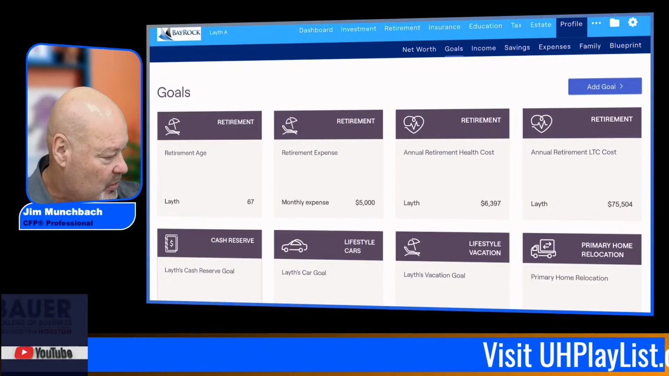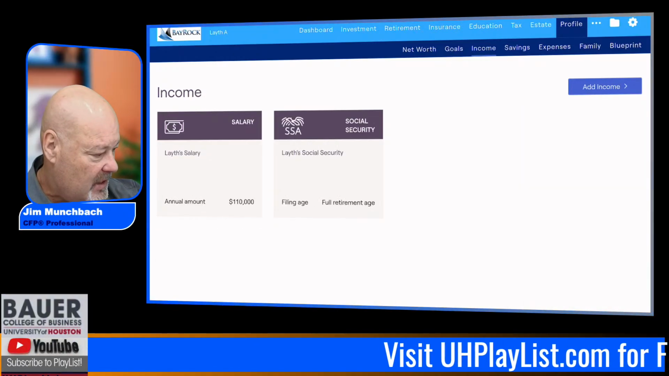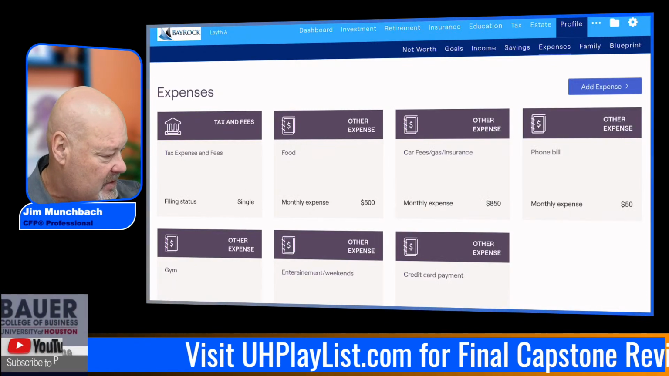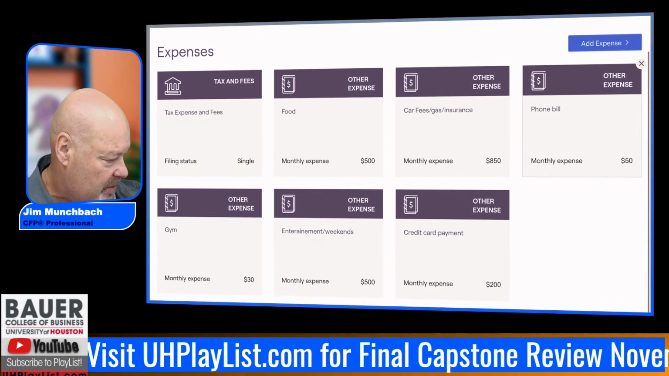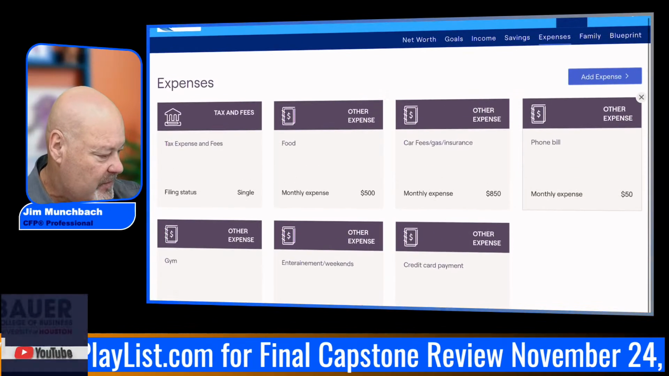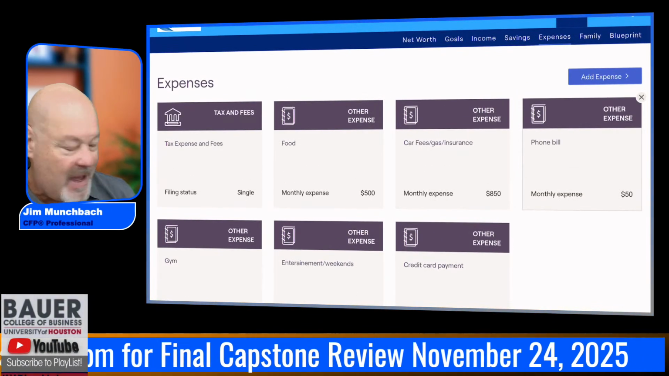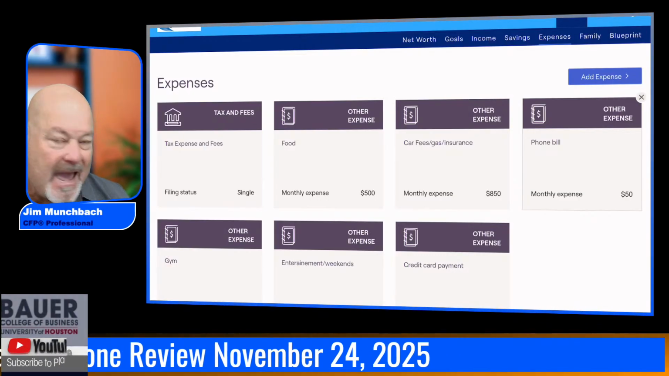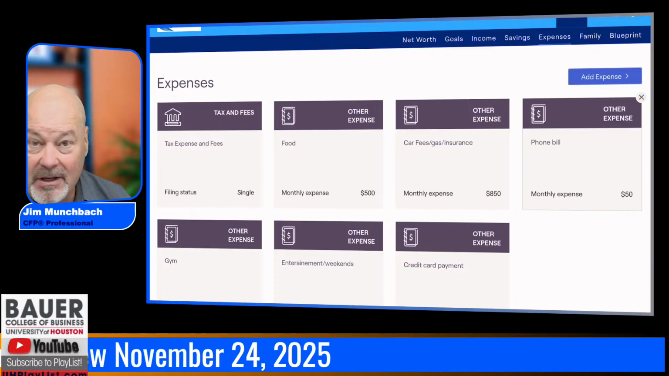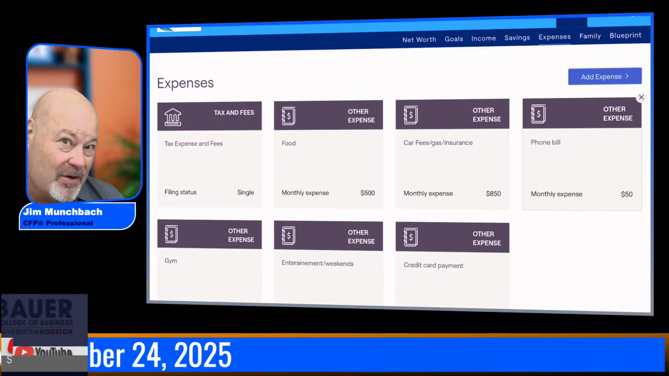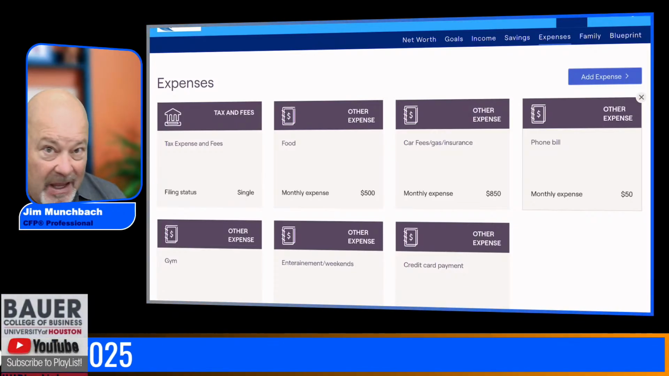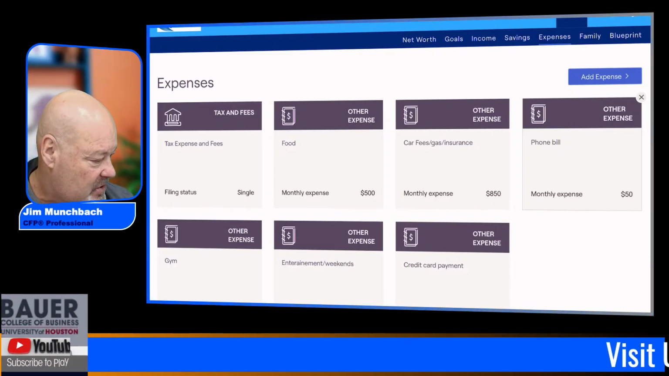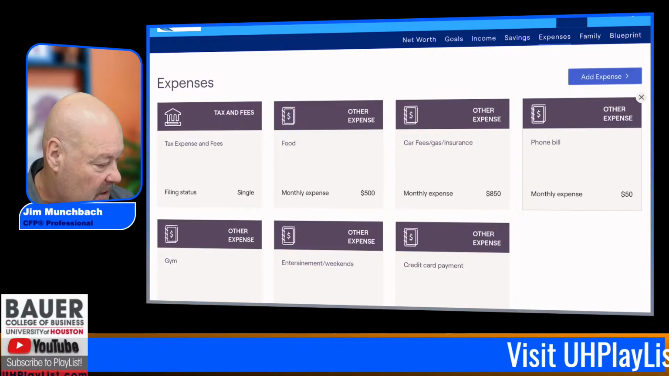So that was goals. Let's take a look at income. Income looks fine. Expenses, monthly expense, credit card. When you add expenses in the expense department, that's like duplicating them, in addition to when you have a credit card and you put in a payment, that payment is already being calculated. So in this case, this credit card payment is a duplicate.